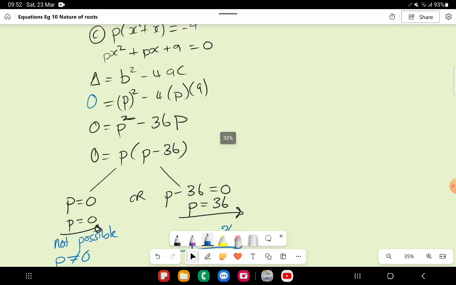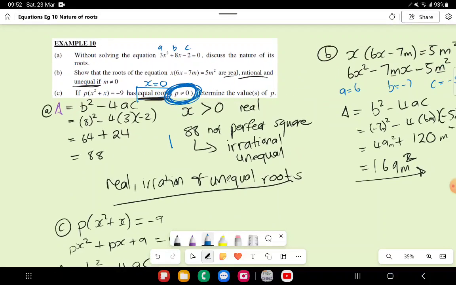That's how we answer example 10's questions. So I hope you understand how to do the nature of the roots. I'm going to continue with the examples and then hopefully I can come back and do exercises.